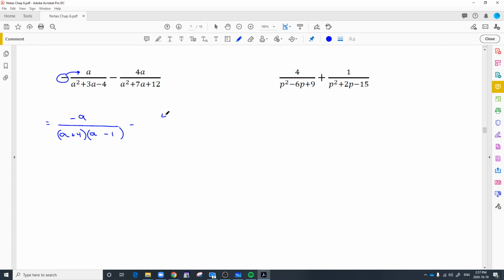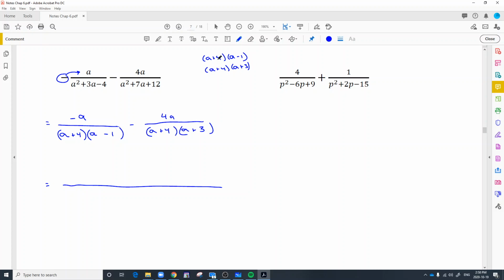Then I've got -4a all over, and I'm going to factor this guy. So I've got an a and an a. Two numbers that multiply to give me 12 and add to give me 7 are 4 and 3. So I'm looking for what my common denominator was going to be. So again, if you found that beginning thing helpful, do it. So I've got an a plus 4 and an a minus 1. I've got an a plus 4 and an a plus 3.